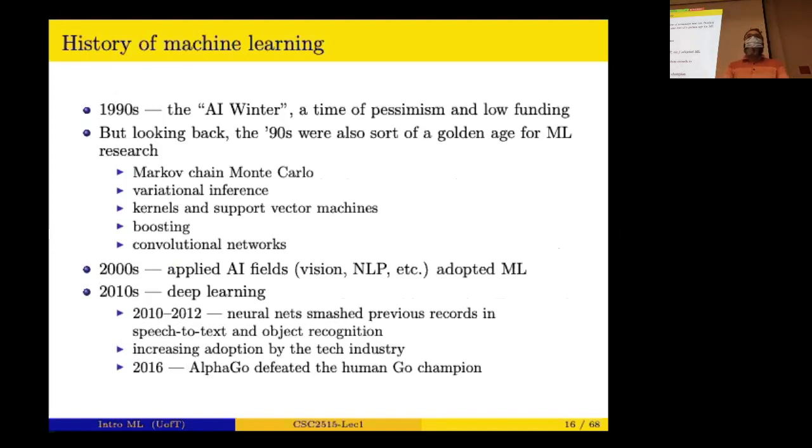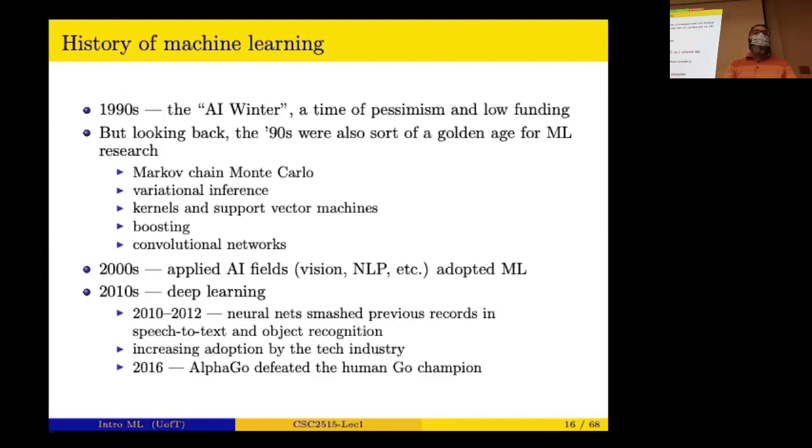So we may call it an AI winter, but it wasn't a complete winter because many of the modern algorithms were developed at that time. For example, Markov chain Monte Carlo, variational inference, kernel methods and support vector machines, boosting and convolutional networks were developed at that time. So we talk about some of them, like support vector machines, boosting and kernels, probably boosting for sure. And maybe we talk about convolutional networks.